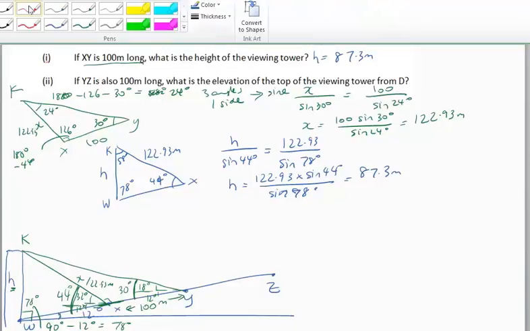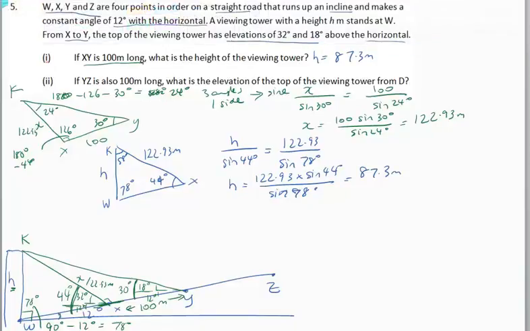So for our part B, or part 2, they're telling us YZ is also 100 meters long here. And we want to know what is the elevation of the top of the viewing tower from our point Z here. So we're wanting to know this angle theta here. Our angle of elevation will actually be this part in here, so it'll be theta minus 12 degrees once we find that.